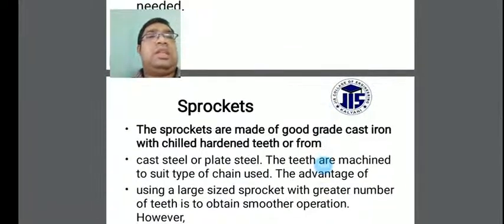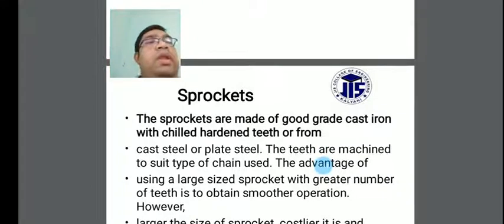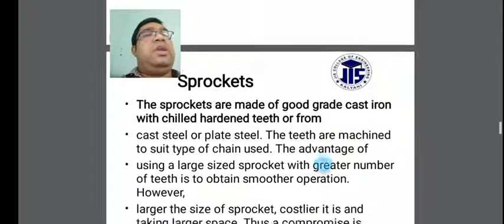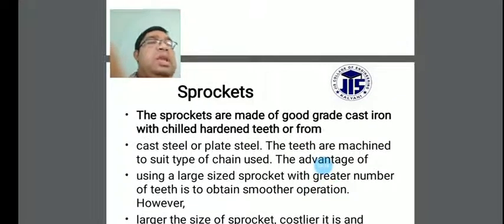And the other thing is the sprockets. The sprockets are made of good grade cast iron, and in this case the sealed hardened teeth are formed. Basically, good grade cast iron is costly, but it gives good performance during the transfer of materials and also in other conveyor systems.